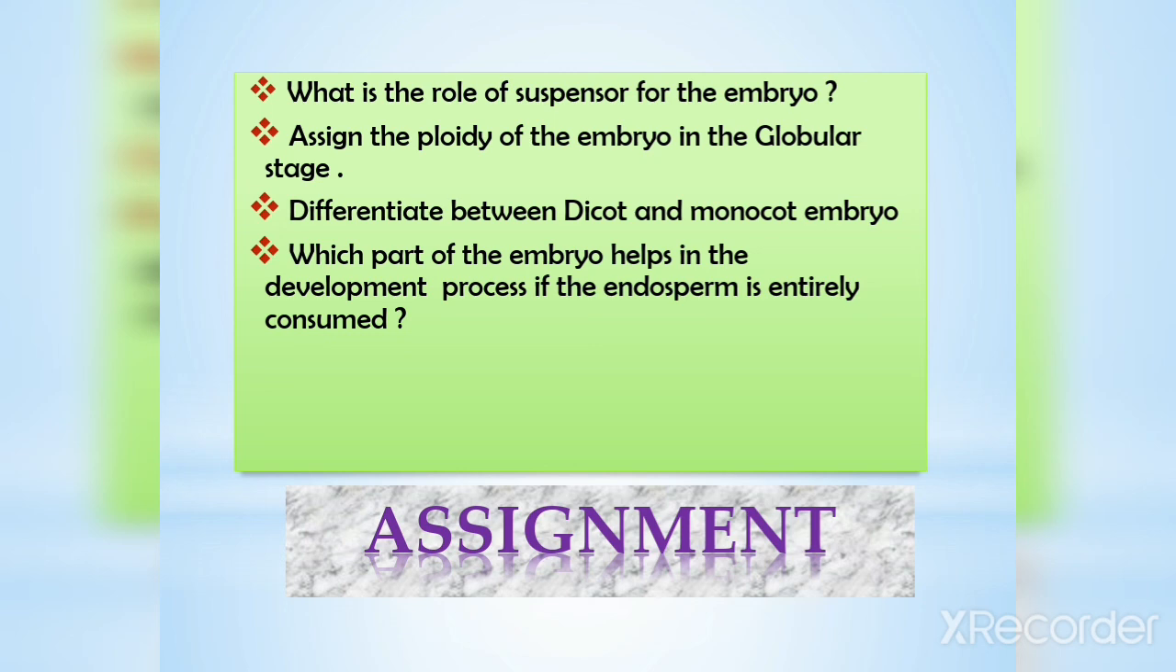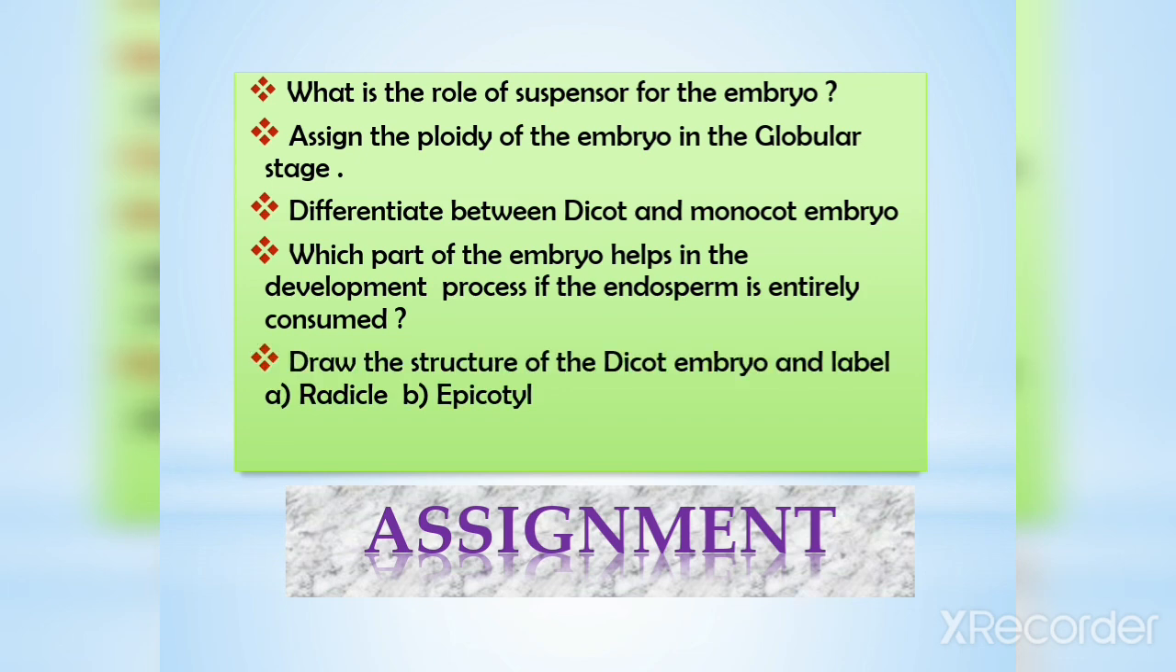Which part of the embryo helps in the development process if the endosperm is entirely consumed? So suppose the endosperm is completely consumed, in the embryo which part will try to support its growth? It is a critical thinking question, no? So suppose the endosperm is completely exhausted, it has been consumed. The embryo is still in a developmental stage. It is not fully matured. It is not developed fully. Then who will support it, right? Which part of the embryo will support it?